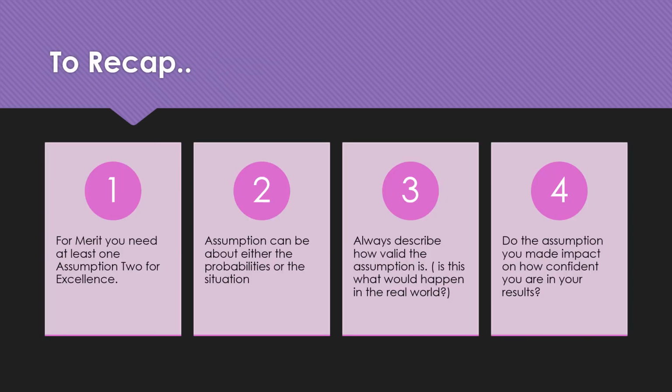So just to recap, first, to get a merit, you need at least 1 assumption, and to get an excellence, you need at least 2. And that's not all you need for excellence, but you need at least 2. You assume about probabilities or the situation, so they're assumptions you'll make. You'll be given probabilities, you'll be given a situation. You are going to assume that information is true to run your simulation.